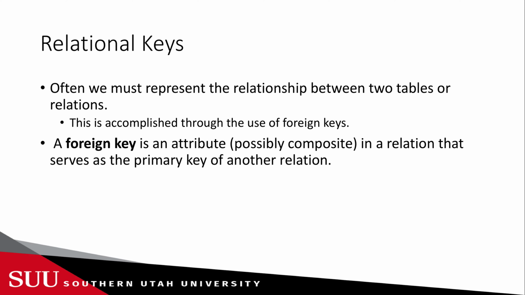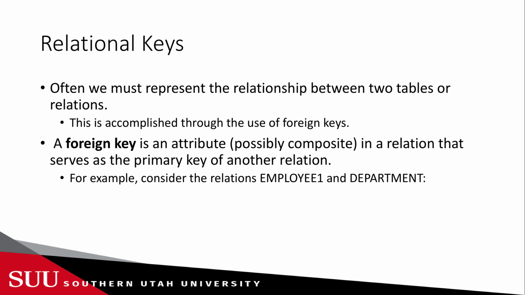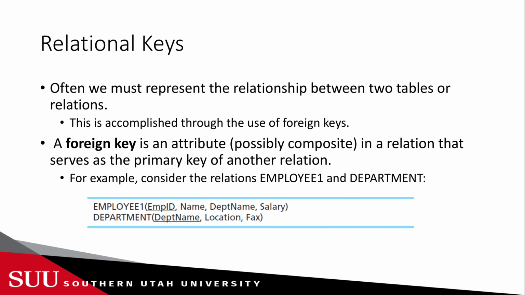A foreign key is an attribute, again, or possibly a composite attribute in the relation that serves as the primary key of another relation. So it has to be the primary key of another relation, and we will include it in that relation as a foreign key. Now, if we look at this example where we have employee and department, we'll have employee having the department name, which is a primary key in the department table.